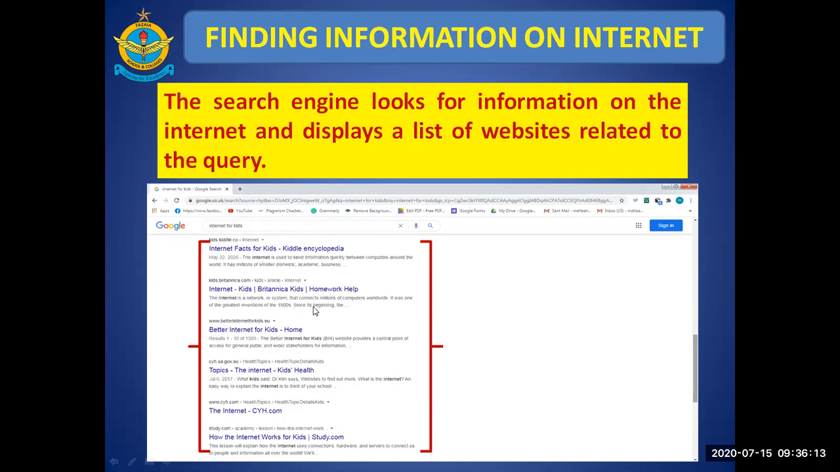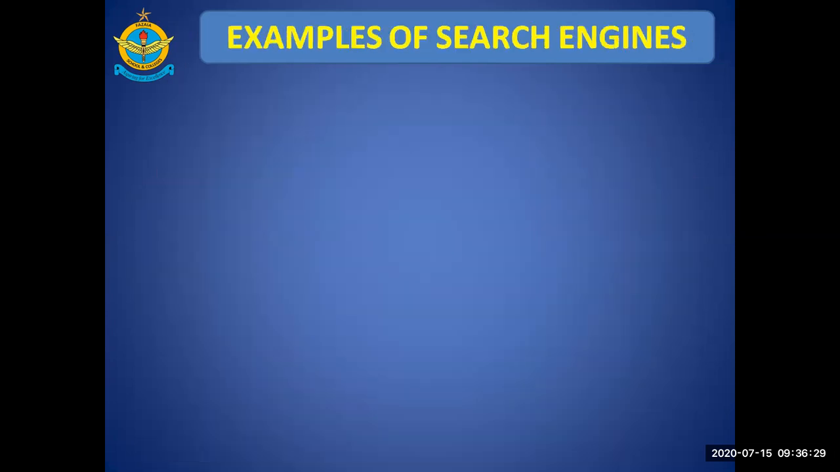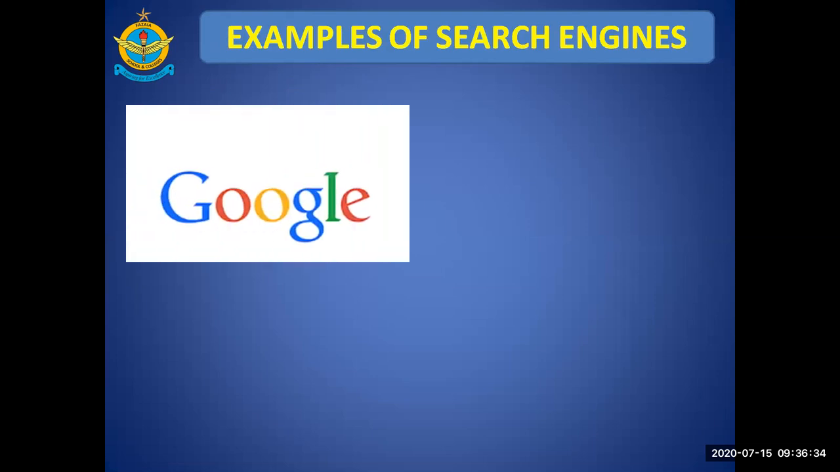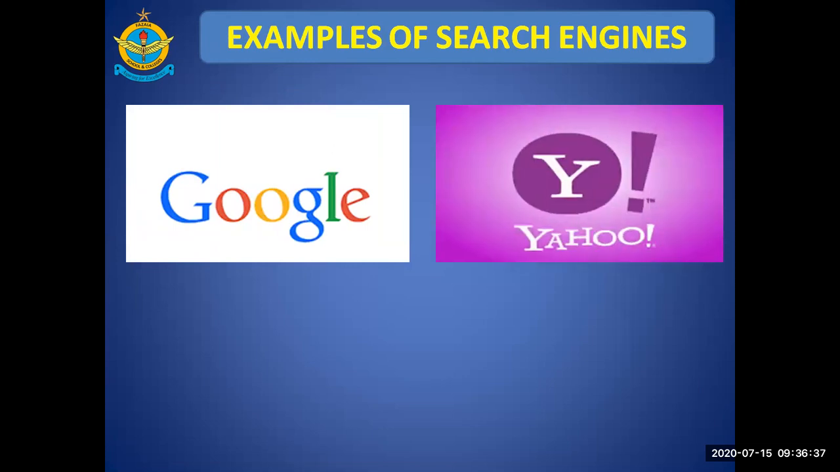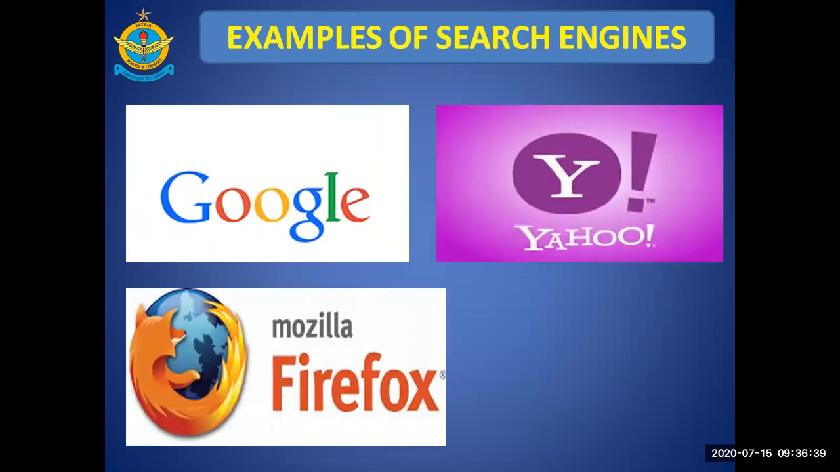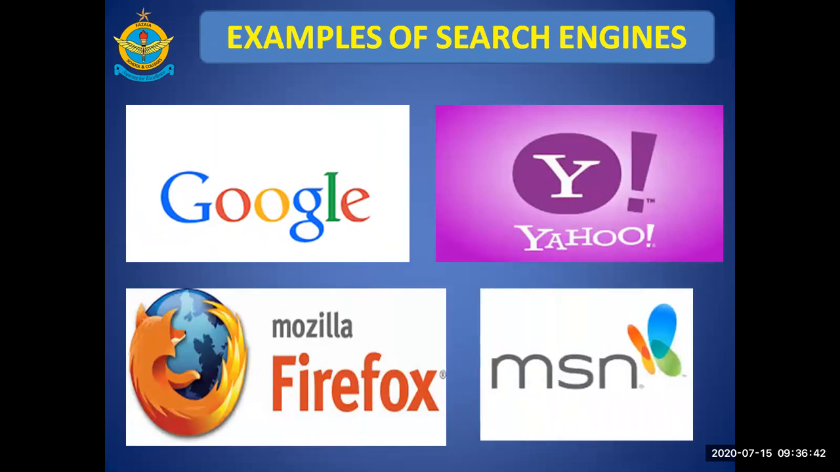In this way, you can search for any topic, any problem. If you want to solve, you can search information on the internet in the same way. Examples of search engine. Google is not the only search engine. Along with Google, you can search on Yahoo also. You can search on Mozilla Firefox and MSN. These are some few examples of famous search engines that we usually use today.